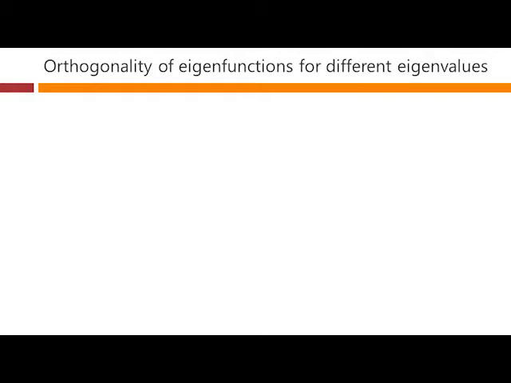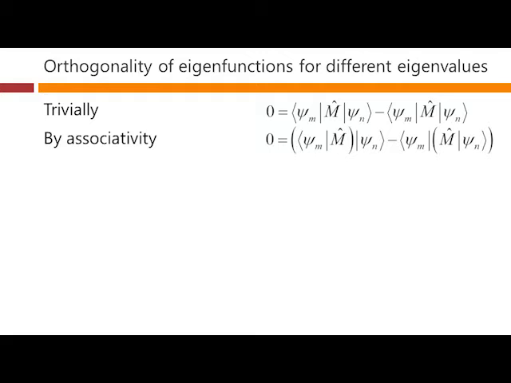Now we're going to look at a second very important attribute of Hermitian operators, which is that the eigenfunctions for different eigenvalues are orthogonal. So let's formally prove that. It's quite straightforward. We start with this rather trivial little identity here, that 0 has to equal this minus itself. And then we decide to associate these two different terms differently. We can always do that because matrix vector multiplication is associative.